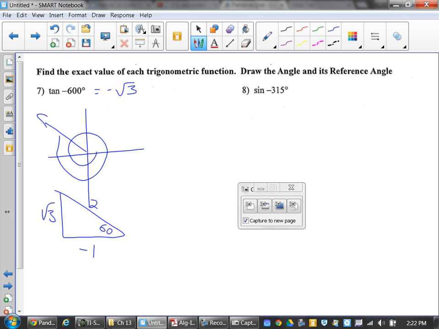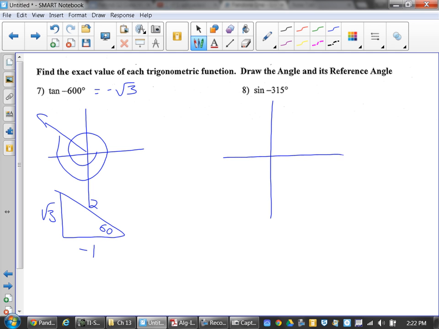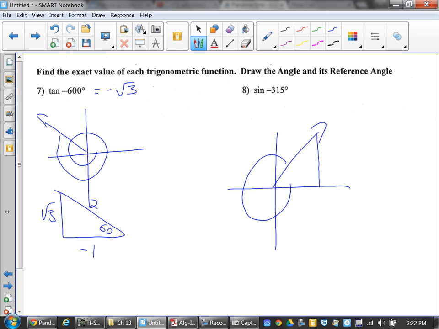Okay. Sine of negative 315. If I'm doing sine of negative 315, I'm just spinning to the first quadrant, and what's my reference angle? 45. What's the sine of 45? √2/2. Remember, the idea here is your reference becomes a 45, 1, 1, √2.